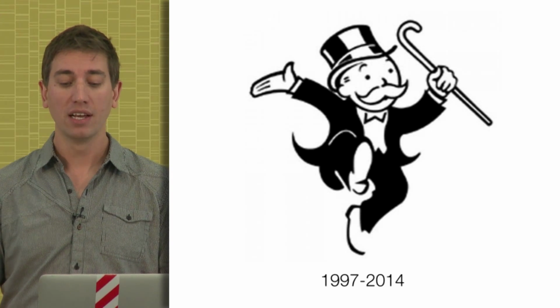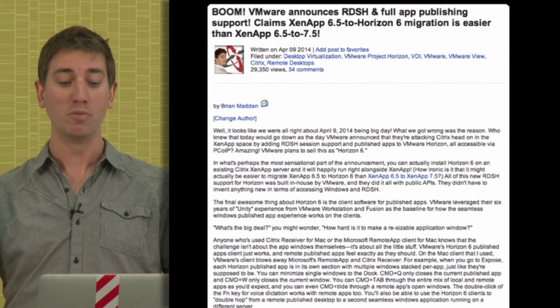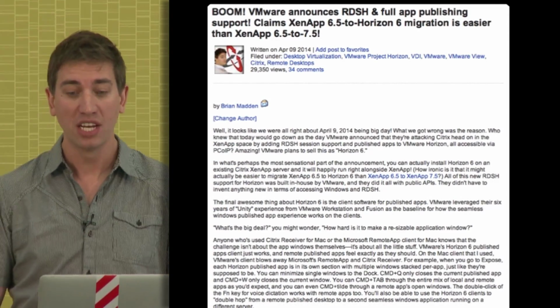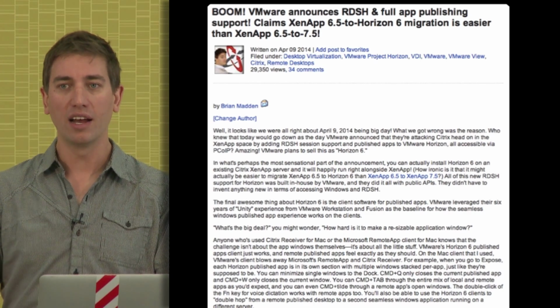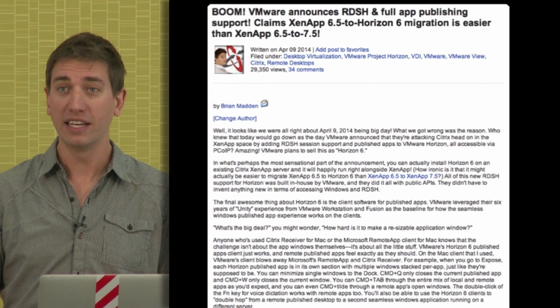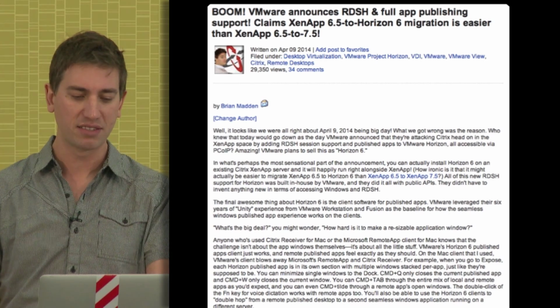And this is something, the article I wrote, I started this article by saying, boom, VMware announces RDSH and full app publishing. So this is something that I've been waiting for, as I said, for 17 years. This article, look, it's from April 9th. That's like a month ago.